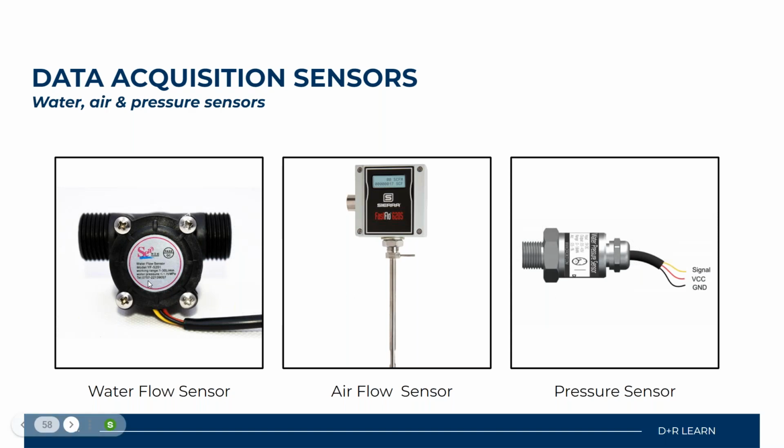Over to the right of that, we have the air flow sensor, and the air flow sensor measures the amount of air, typically in CFMs or cubic feet per minute. Normally you will find these in your large air handlers within your commercial facilities. These work really well.